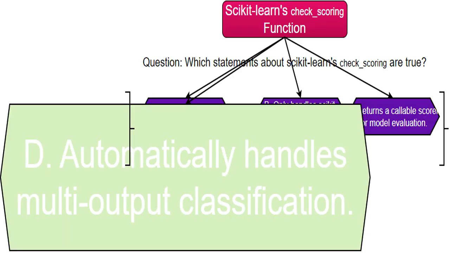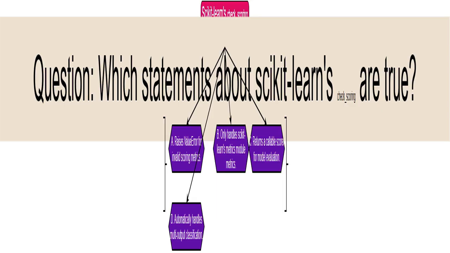This is also incorrect. _check_scoring won't automatically handle problems with multiple outputs. I need to explicitly tell it how to deal with those multiple outputs by choosing the right multi-output scoring strategy. Think of it like this: it needs specific instructions for multiple tasks. That's correct. If I give _check_scoring a scoring metric name that doesn't exist, it'll raise a value error to let me know there's a problem. It's a helpful error message to catch mistakes early.